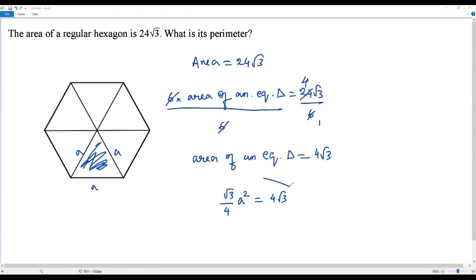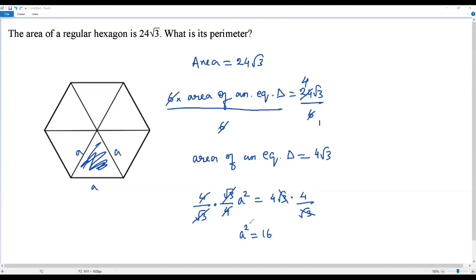Now my aim is to solve for a in this equation. For that, I multiply both sides of this equation by the reciprocal of this fraction, that is 4 over square root of 3. Let me do it. Then this 4 will cancel, this square root of 3 will cancel. Then I'm getting a squared equals, and also here this square root of 3 will cancel, 4 times 4 is 16. Now I have the value of a squared.